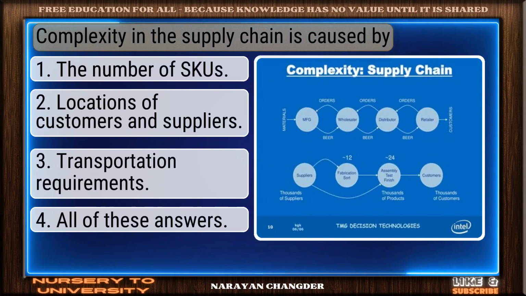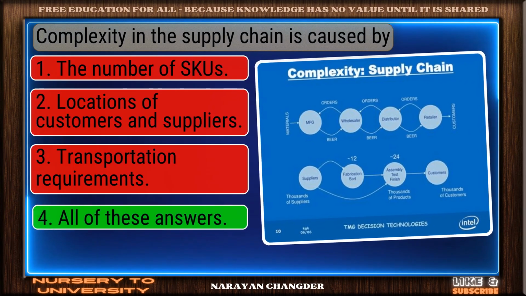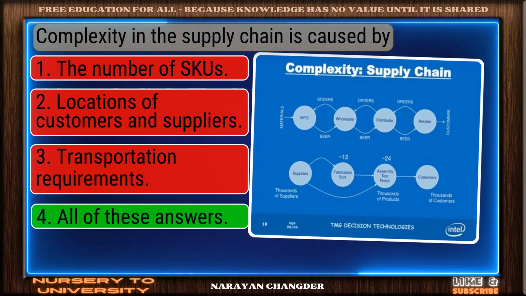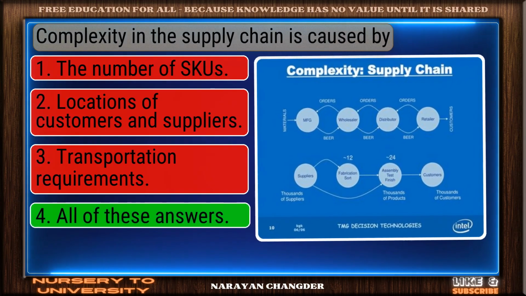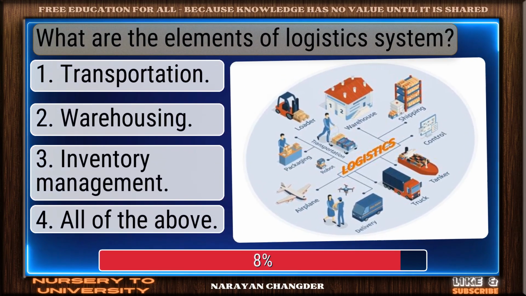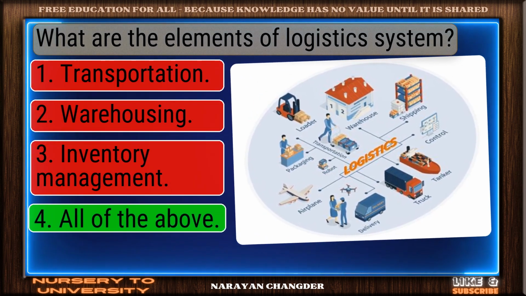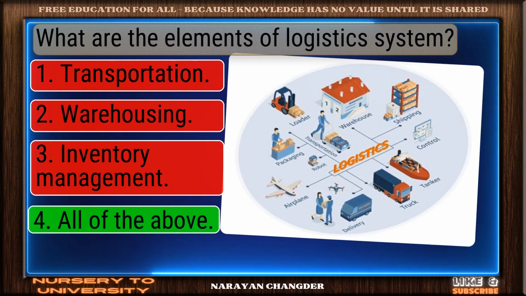Complexity in the supply chain is caused by: Good thinking. All of these answers is the right answer. What are the elements of logistics system? Great job. All of the above is the accurate answer.